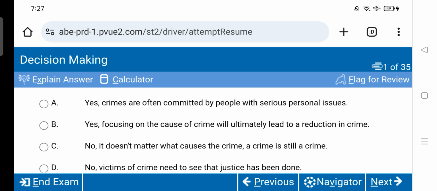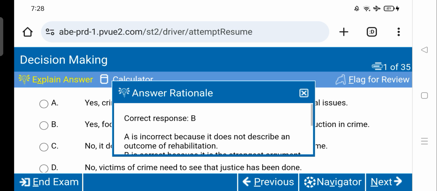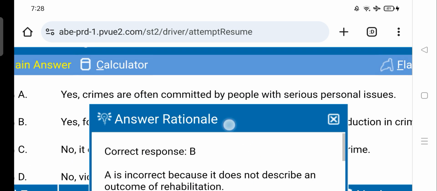Option C, no, it doesn't matter what causes the crime. A crime is still a crime. Option D, no, victims of crime need to see that justice has been done. So here the correct option is option B.